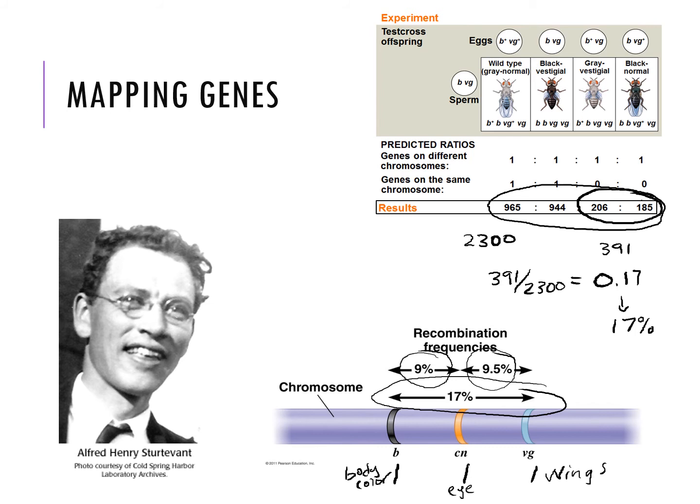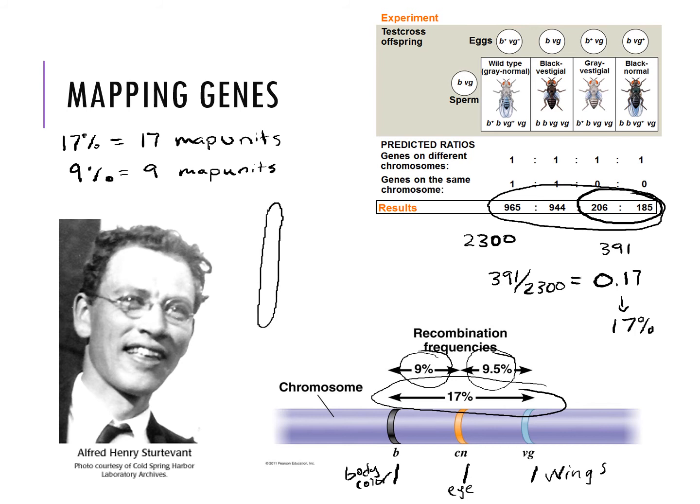So we have these percentages, so like 17% would be 17 map units. Okay, so one map unit is the 1% likelihood that crossing over would happen between two genes. As you can see, if we compare 17% versus 9%, 9% means that they're going to be a lot closer to each other than 17%. They're farther apart. And that makes a lot of sense, right?